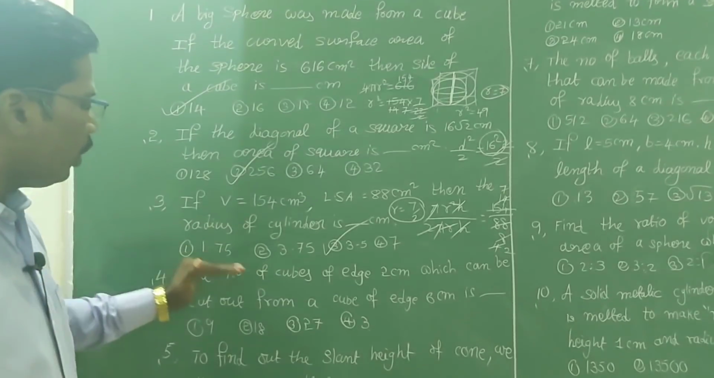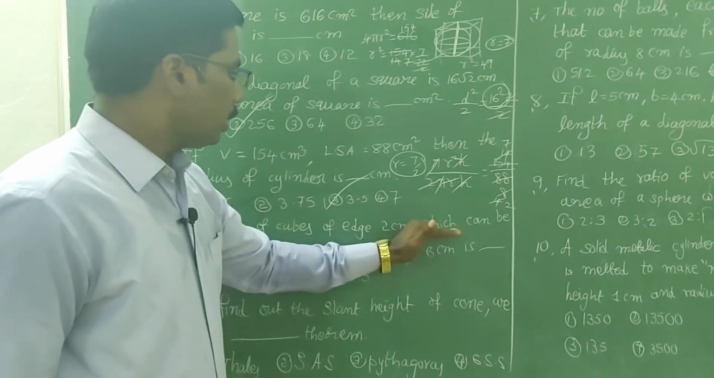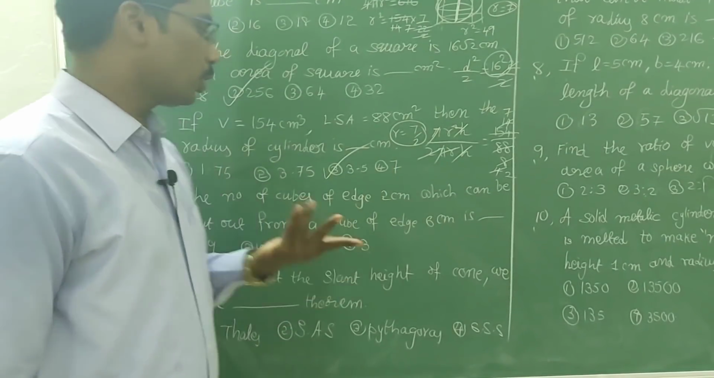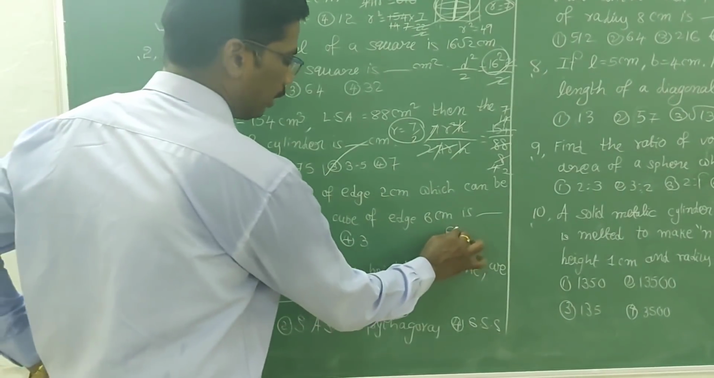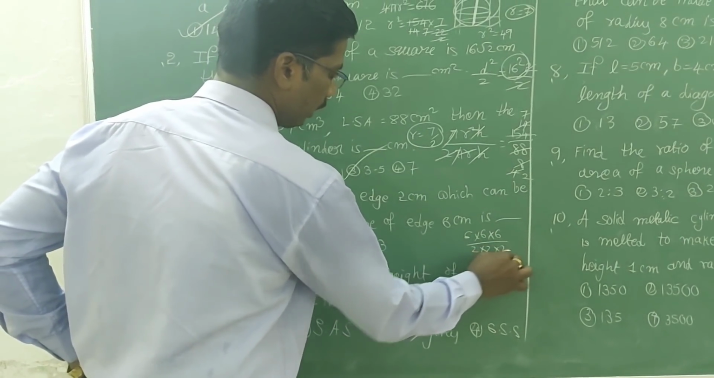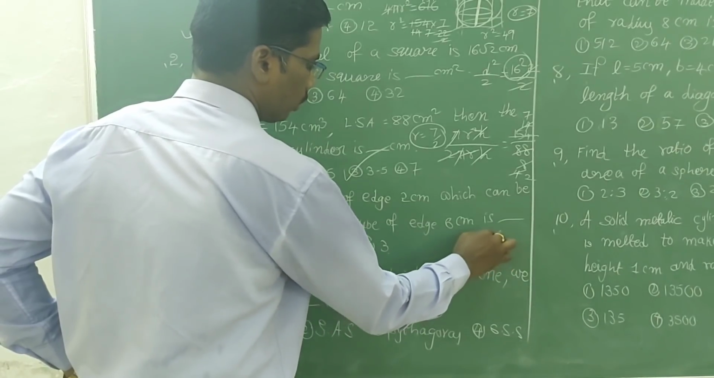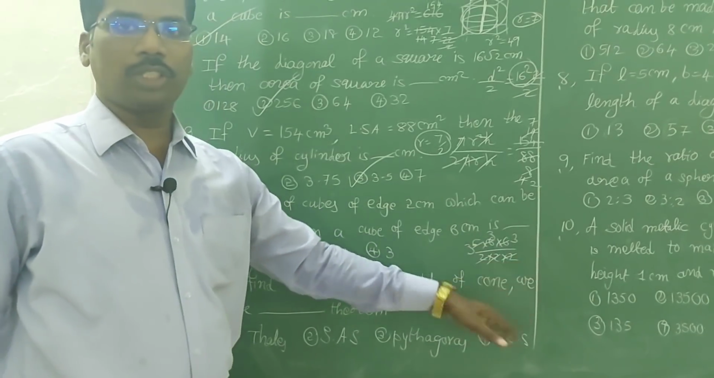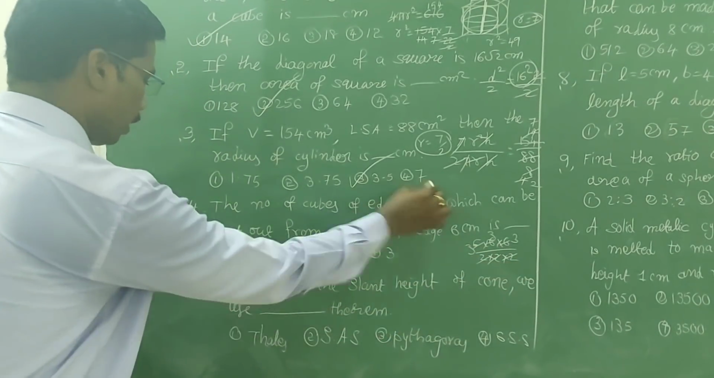Next, the number of cubes of edge 2 centimeters which can be cut out from a cube of edge 6 centimeters is. It's very easy, simply 6 into 6 into 6 by 2 into 2 into 2. 2 1s are 2, 2 3s are 6, and so on. So 3 3s are 9, 9 3s are 27. So the answer is 27.